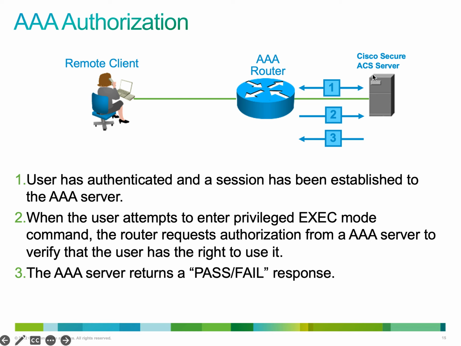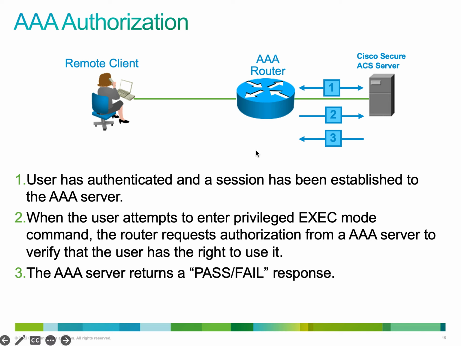Okay, now after that, this is the message, that's your number two. The router is asking the server, does this guy have the right? This guy that has already been authenticated. Now I want to authorize him. Does he have the right to access the privilege exec mode? And then the server will respond. ACS server will respond to the AAA router by saying the AAA server returns a pass or a fail response.